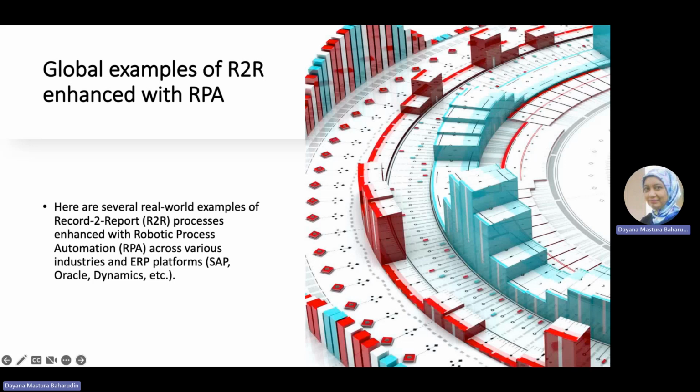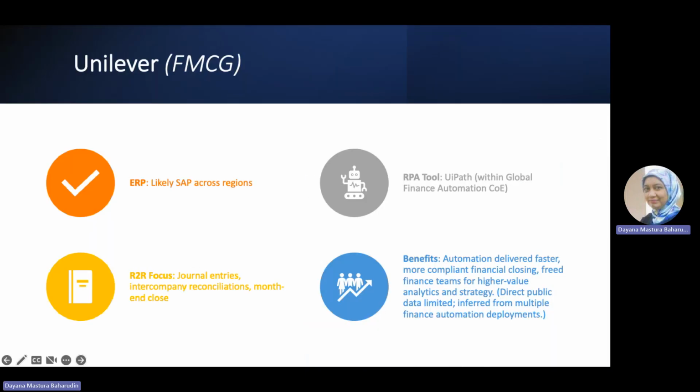Now we're going to look at the global examples of R2R enhanced with RPA. We have Unilever, FMCG, fast-moving consumer goods. The ERP is most likely SAP. RPA tool: UiPath. R2R focus will be journal entries, intercompany reconciliations, and month-end close. The benefits would have been automation delivered faster, more compliant, fast financial closing, freeing finance teams for higher value analytics and strategy.